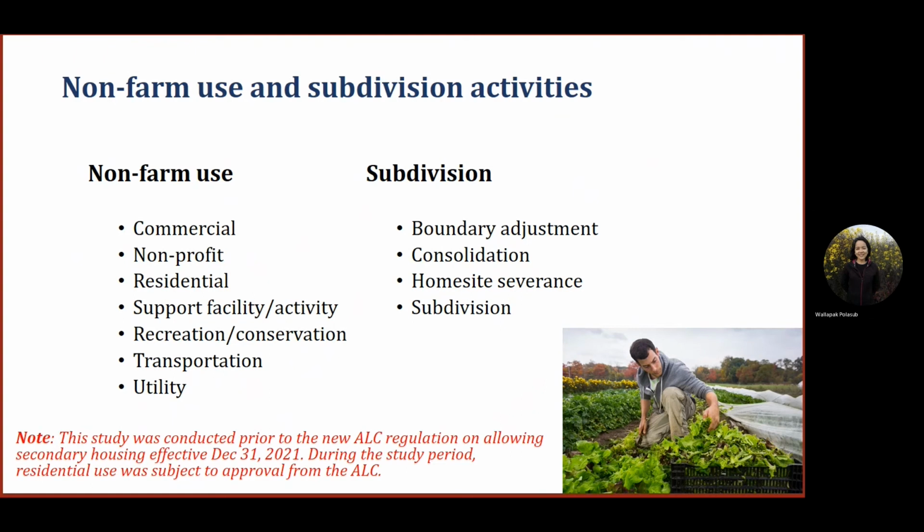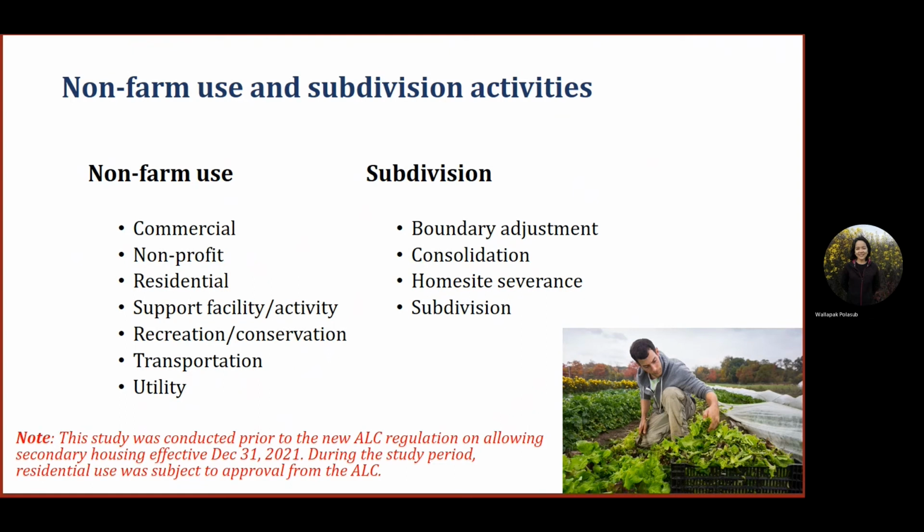Next is recreation and conservation. It's defined as recreational and conservational activities, such as walking trails, parks, and natural habitat areas. Next is transportation, defined as activities related to transportation purposes, such as building roads and railway tracks. And finally, utilities, defined as activities related to services, such as installing electrical transformers, telecommunication towers, sewer, and gas lines.